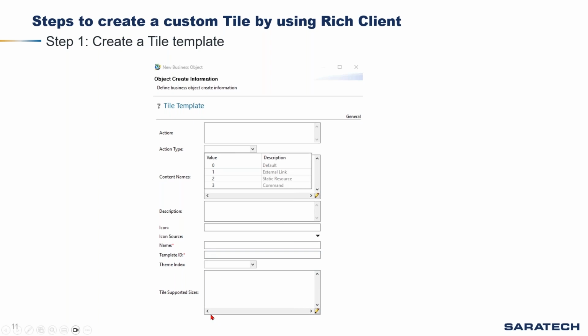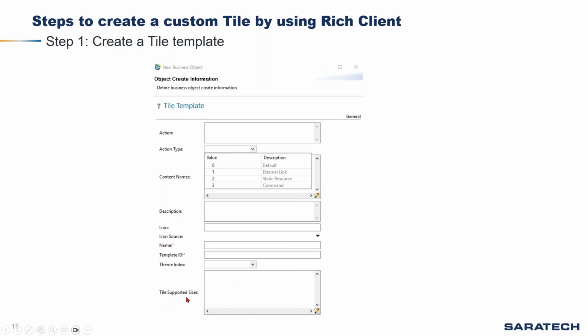For the theme index, this is where we want to put the tile. Let's say if we only want the tile to show in the admin location, then we select the admin location. Or if we want to pin it to every single user's homepage, then we select the pin object in this theme index. And finally is the tile support size.